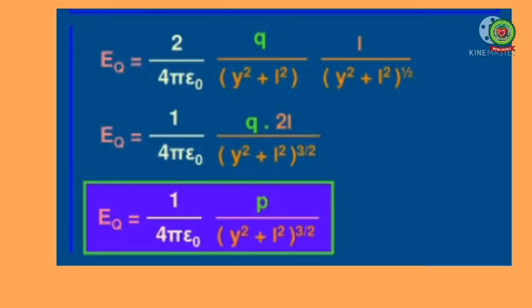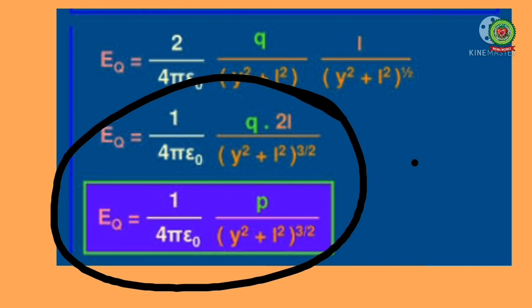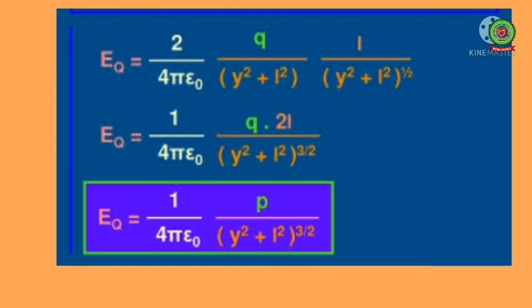Here the dipole moment is given by the formula p is equal to 2L into q. So children, on simplifying, the result will come out to be E equal to 1 over 4 pi epsilon naught p over (y square plus L square) power 3 by 2. This is the value of the electric field at a point on the equatorial line.